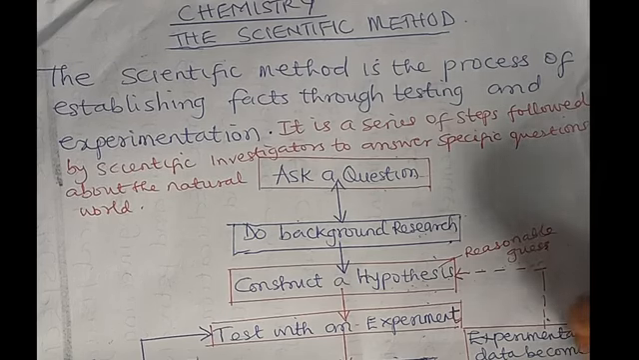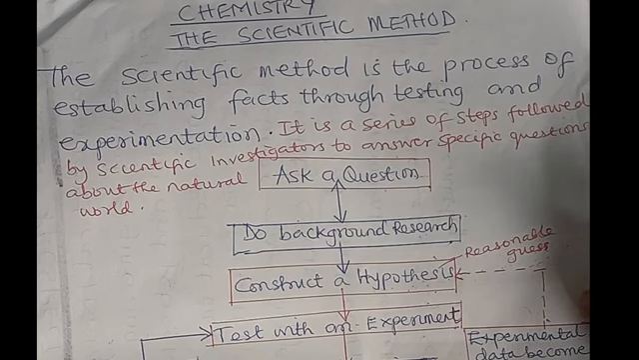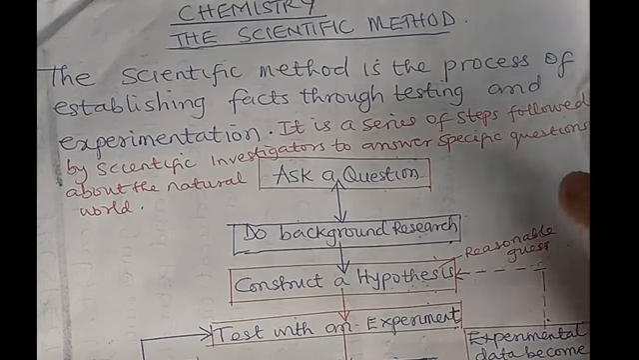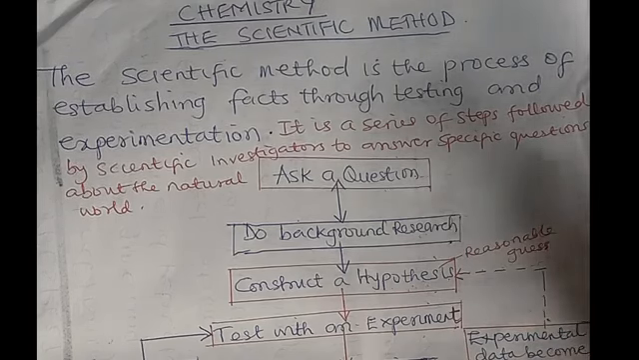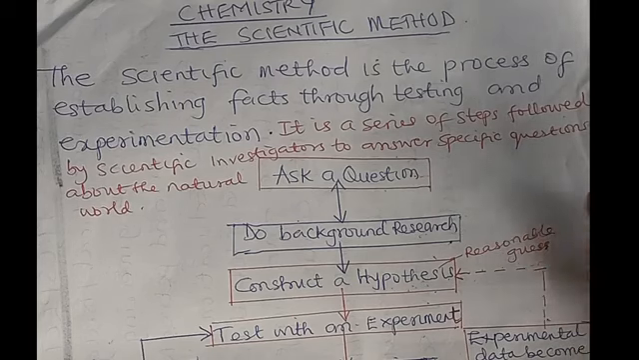So what do we mean by the term scientific method? The scientific method is a process of establishing facts through testing and experimentation. You identify a problem. It's not actually a problem, but you notice that something happened, or you saw a new development, and it's actually a problem to a scientist, and then the scientists decide to carry out tests and experimentation to establish a fact on that problem.